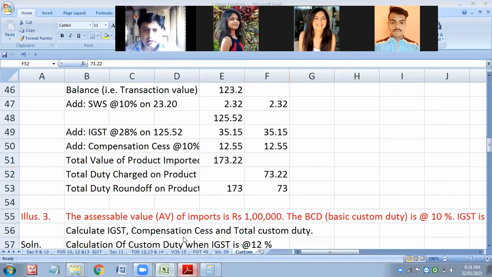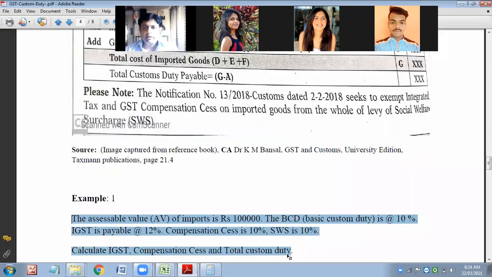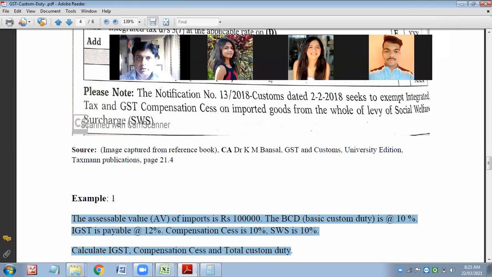Based on that, we had one illustration. The assessable value is 1 lakh, BCD is 10%, IGST is 12%, compensation cess is 10%, SWS is 10%. Get me the answer of IGST, compensation cess and total custom duty. And of course the total value of goods imported. Kindly solve and get me the answer.